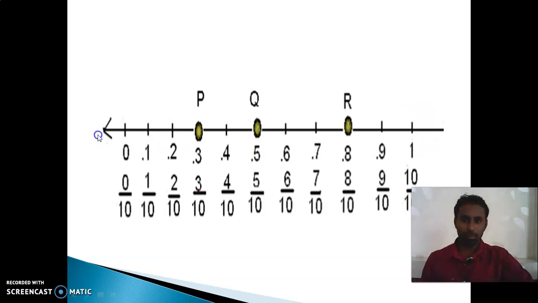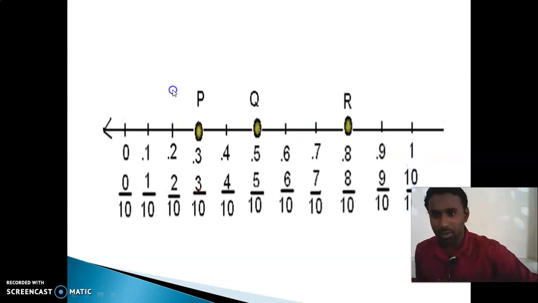That means first we put one line, then we split it into 10 equal parts. First one is 0, last one is 1. The next digit after 0 is 0.1. After that 0.2. After that 0.3, 0.4, 0.5, 0.6, 0.7, 0.8, 0.9. The last one we cannot say 10; 10 by 10 is called 1.